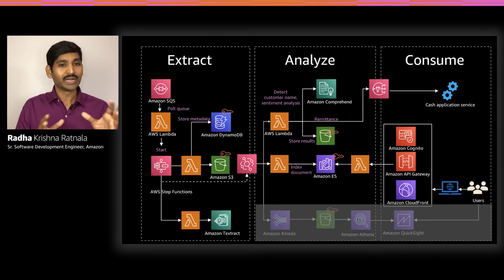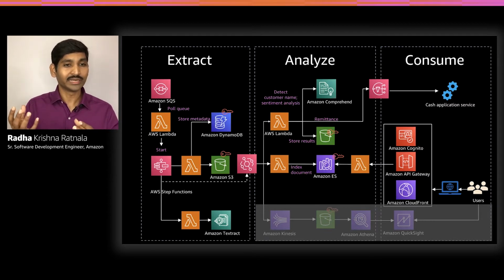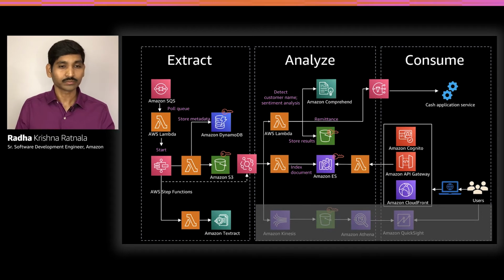EventBridge can trigger multiple processes in parallel. So not only do we do analysis and cash application, we store this data in Amazon Elasticsearch for text search. Our users can search for emails using Amazon Elasticsearch. They can search for a customer name and look at all the emails the customer has sent to understand the context. Or if you received some money through your bank in a bank transaction, you can search for the amount and see what emails customers might have sent for this particular amount.